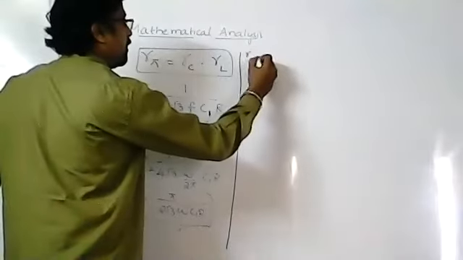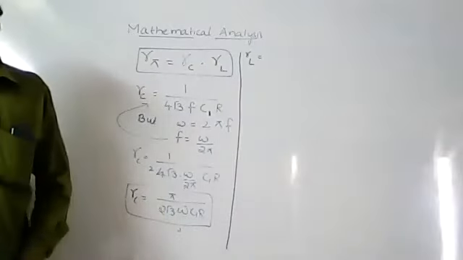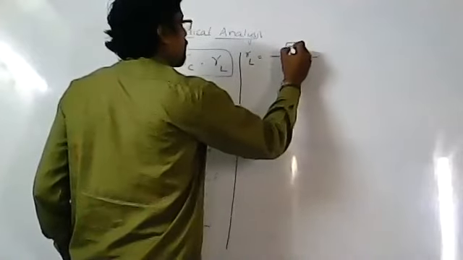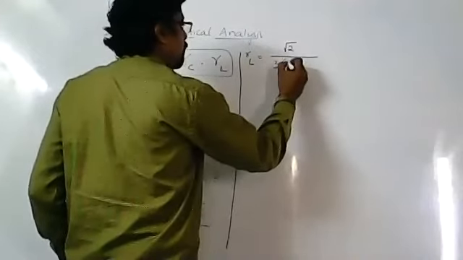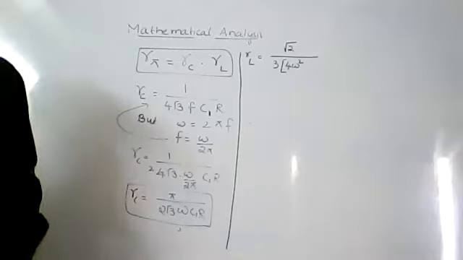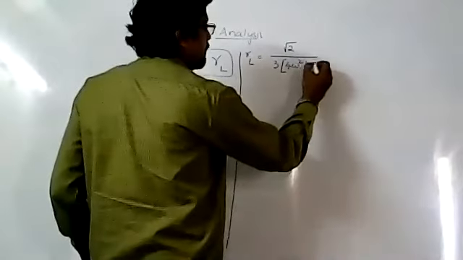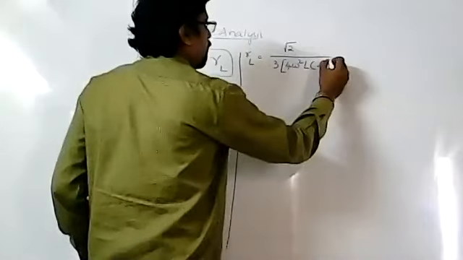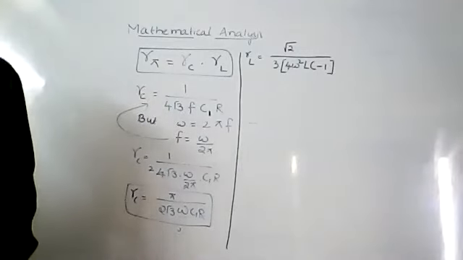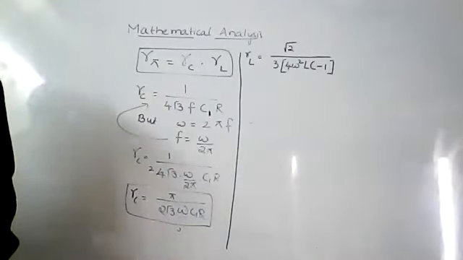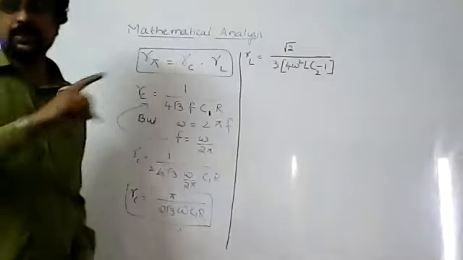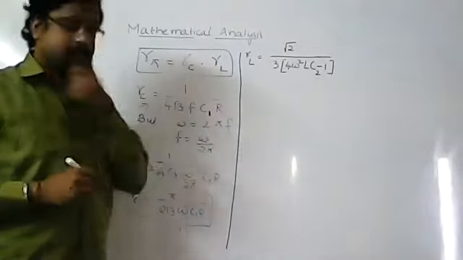RL, the ripple factor of an L section filter. What is the ripple factor of an L section filter? Root 2 by 3 into 4 omega square LC minus 1. But the capacitor label in the diagram is written as C2, in the L section part, so I will replace it by C2.